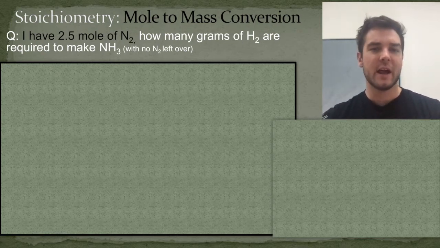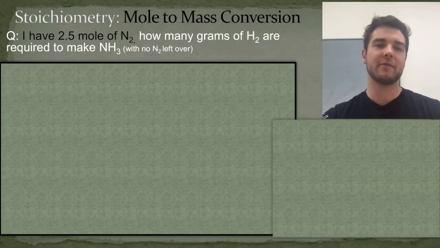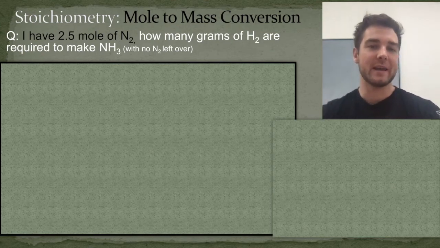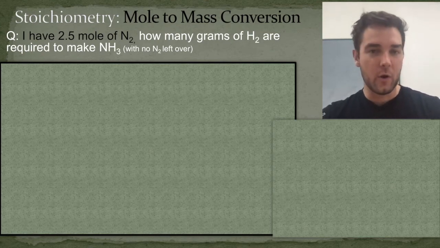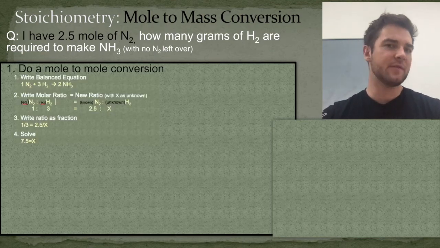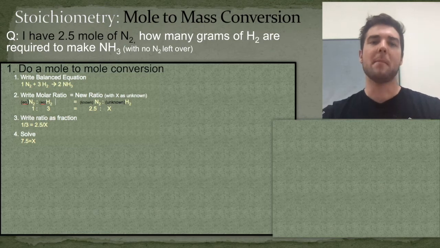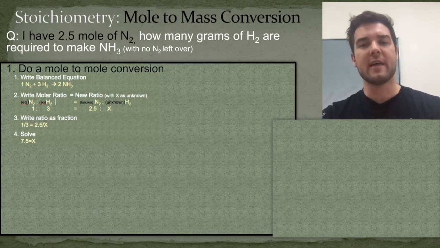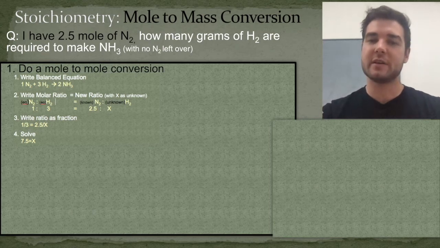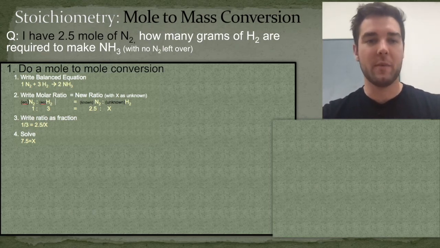So let's say instead of what we had before, what was that, 2.6 moles? Let's say you have 2.5 moles. How many grams of H2 are required to make NH3 with no N2 left over? Well, I need to first work out how many moles of H2 I'll be making. And then once I know that, I can convert moles into grams by using the mole to gram formula.